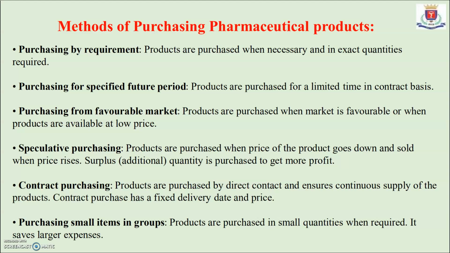So this type of speculative purchasing is, for example, like now the corona situation is going on. So there is more demand for sanitizers and you can say masks and gloves. So it depends on the situation. Contract purchasing: products are purchased by direct contact and ensures conditional supply of the products. So contract purchase has a fixed delivery date and price.